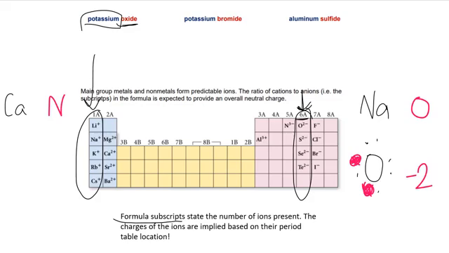So let's do 2 more examples just to make sure that you're good. Let's say I took calcium and I combined it with nitrogen. So I have calcium nitride. Actually, why don't you pause the video here real quick and try to do calcium and nitrogen and sodium and oxygen. So pause real quick and see what compounds those make.